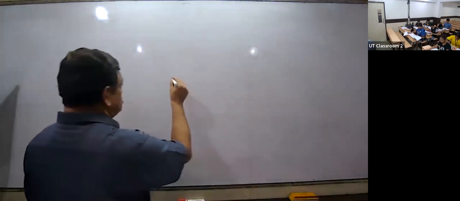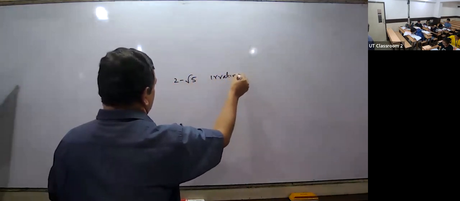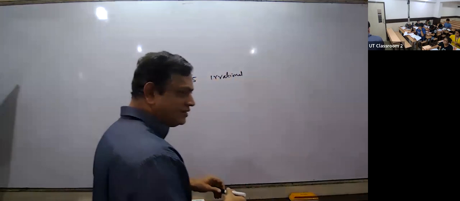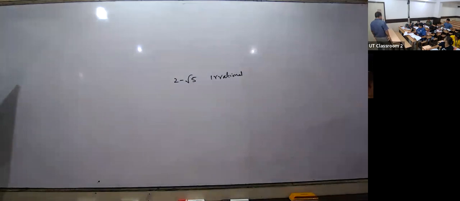Let's see. First one: 2 minus root 5. What is the answer? Yes, irrational. Reason? What is the reason, Raju? Because A is rational, B is irrational. Very good. Therefore, A minus B is irrational. If they ask you to write the reason, you write it. Otherwise, not. Understood or not?